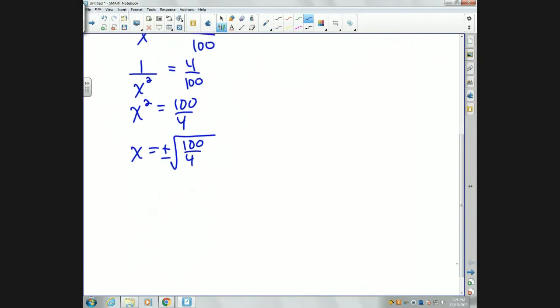You could also do the square root of 100 divided by the square root of 4. Your answer is going to be the same. 100 divided by 4 is 25. The square root of 25 is 5.